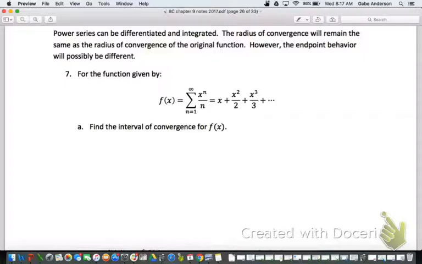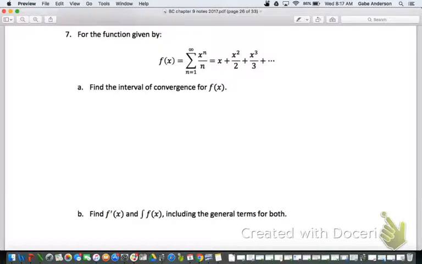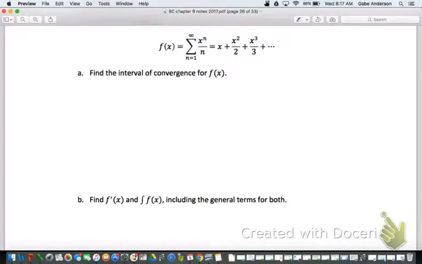So number 7 here says for the function given by that particular power series right there, question A says find the interval of convergence for f of x for this series. So we've actually done this up above. I'll do it again here real quick. This maybe will be a good review for you. But know that we've seen this before.